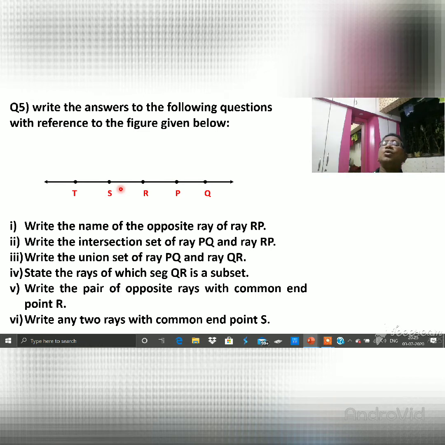Suppose some of the students don't understand in English, so I will explain it in Marathi. What they said: state the ray of which segment QR is a subset. QR is the segment. It is limited in sides at point Q and point R. So they are asking QR is the subset of what? Subset means all the elements of QR are present in that ray. That is called a subset. So first, instead of segment we write ray QR. Ray QR is the subset because all the elements Q, P are there.